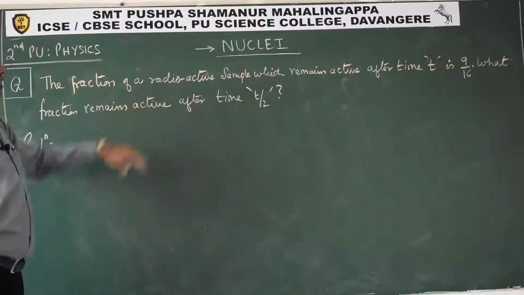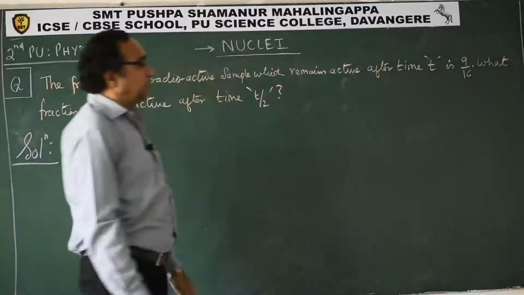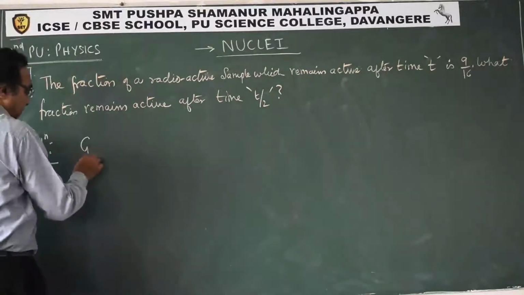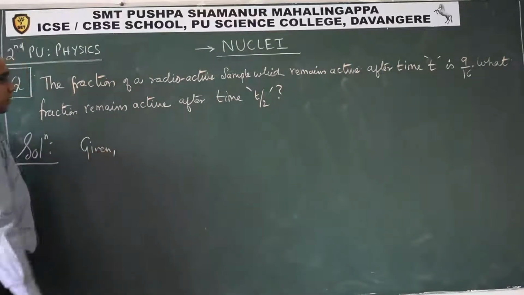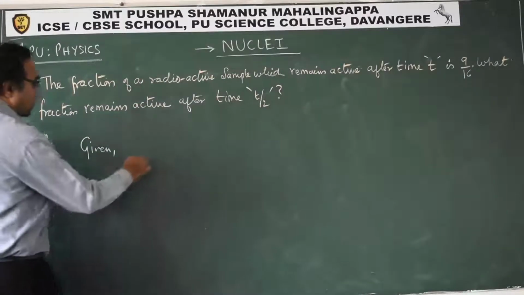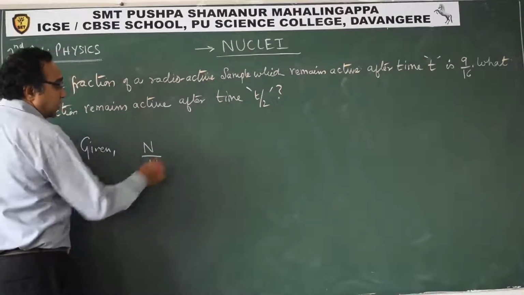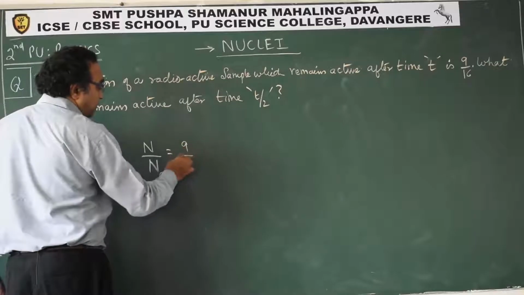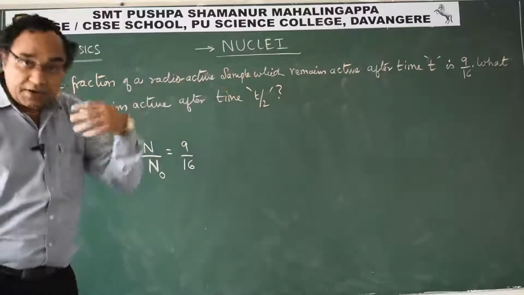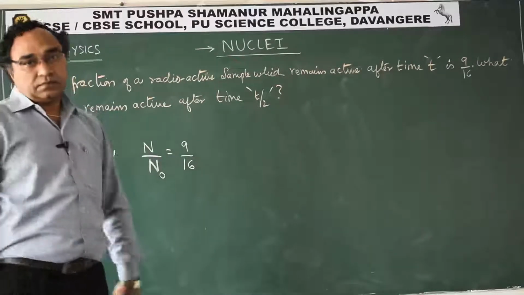Well students, let us take one more question. The fraction of a radioactive sample which remains active after time t is 9/16. So let us try to write the given quantity. The given fraction of the sample, whatever is left out, is given as 9/16. It remains active, meaning it has not disintegrated. It is still active.